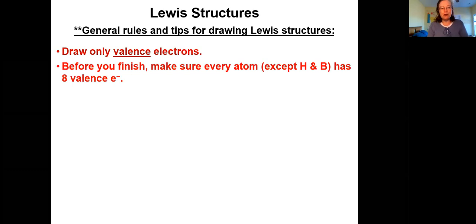Number 2, before you finish, you want to make sure that every atom except hydrogen and boron has 8 valence electrons. Hydrogen will only have 2 total, one that he shares and one that he borrows. Boron will only have 6 electrons, 3 that he shares, 3 that he borrows. Everybody else, starting with carbon, when they share their valence electrons and borrow the other atom's electrons, they should add up to 8 total.